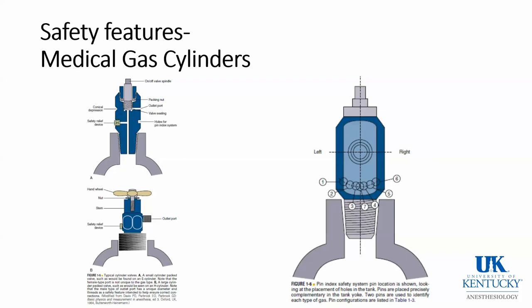So these figures show the cross section of typical cylinder valves. The one on the left, part A, is typical of smaller cylinders, while the figure B is typical of large cylinders, such as an H cylinder. You should be aware of the fact that larger cylinders have unique outlet port diameters and threading for safety, another safety feature.